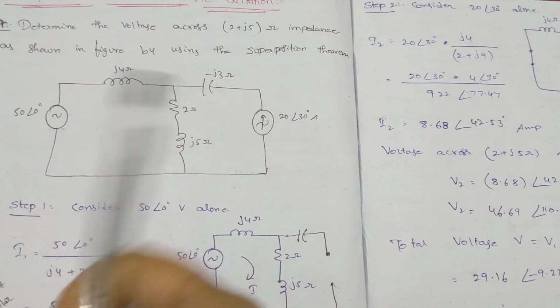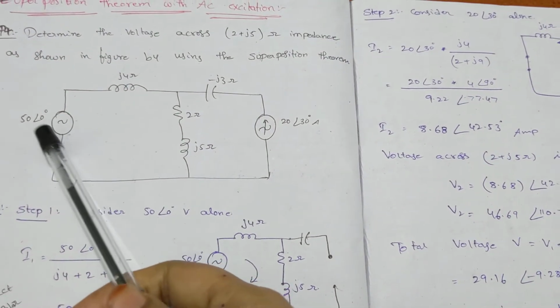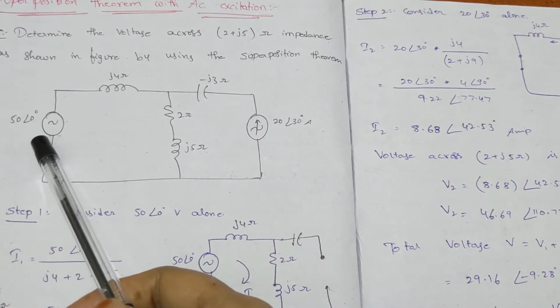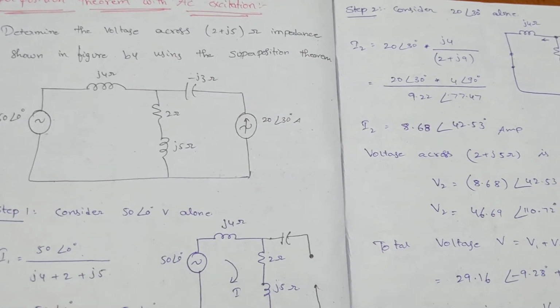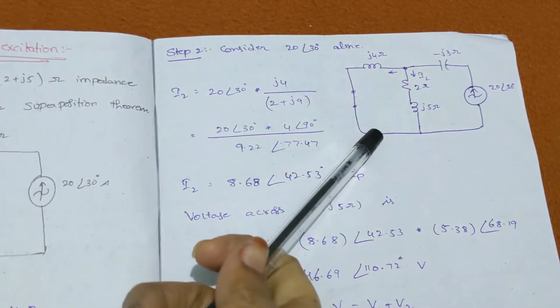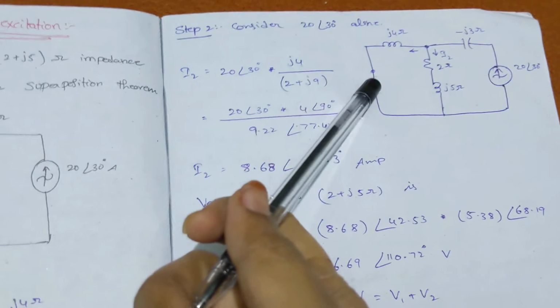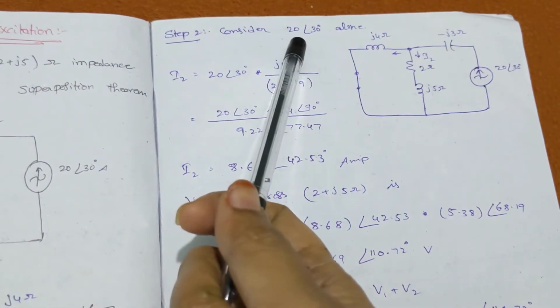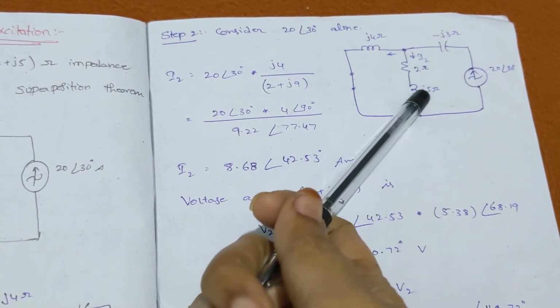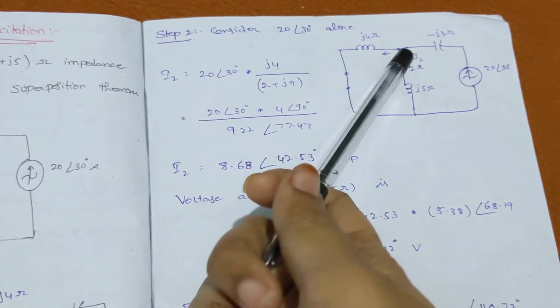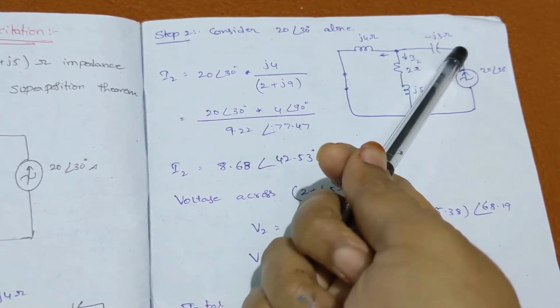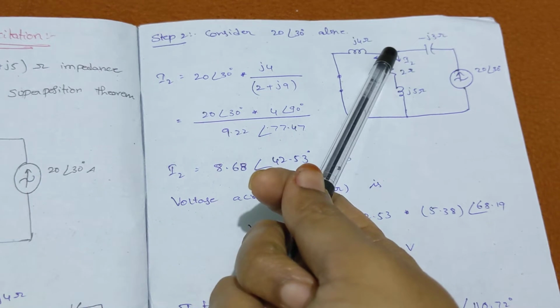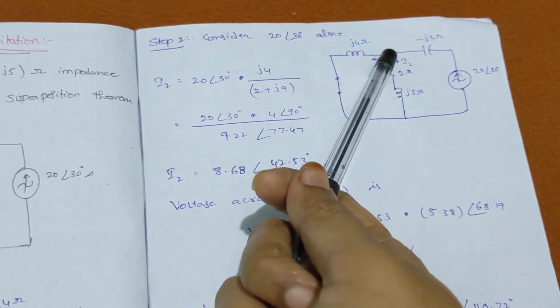This is the current source. What about your voltage source when it is reduced to 0? It acts as a short circuit. So the redrawn circuit will look like this. When I consider this current source alone, this is the case. The current coming here, 20 angle 30, is there up to this node.